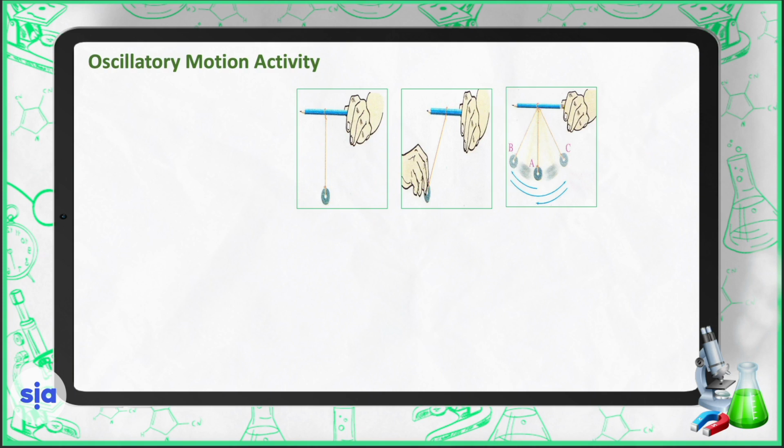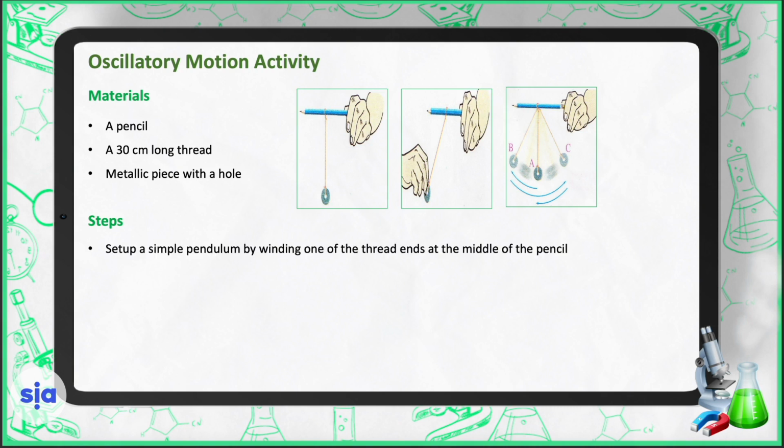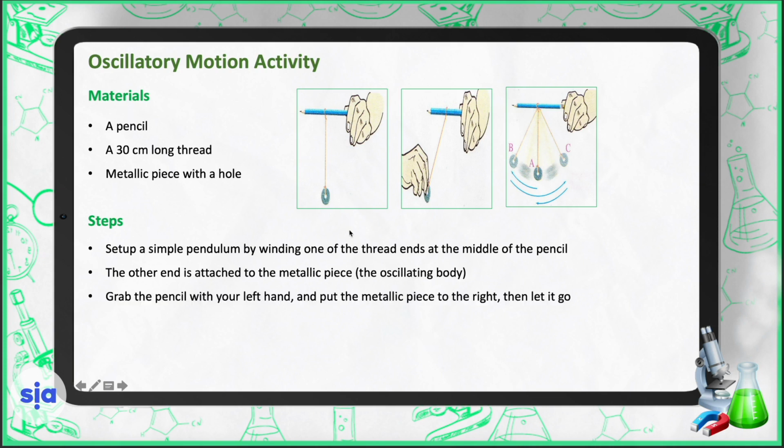Here is an activity. We're going to use a pencil, a 30 centimeter long thread, and a metallic piece with a hole. Set up a simple pendulum, like in the picture, by winding one of the thread ends at the middle of the pencil. The other end is attached to a metallic piece, which is the oscillating body. Grab the pencil with your left hand and put the metallic piece to the right and let it go.